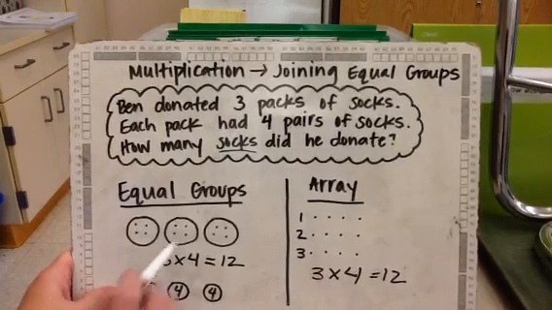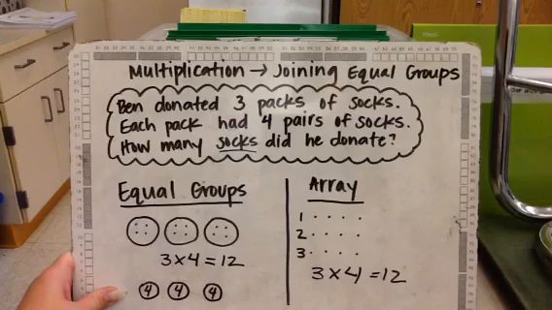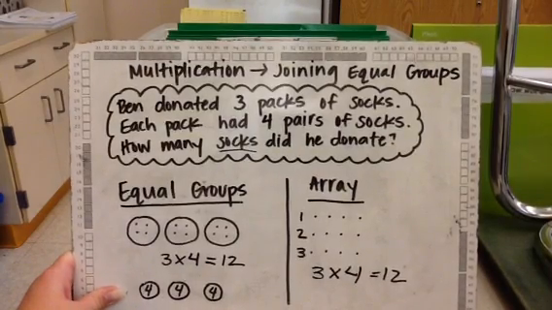So here are our equal groups and array strategies for multiplication, which remember is joining equal groups. So use this on your homework and whenever you are noticing that there's the same number being added over and over.